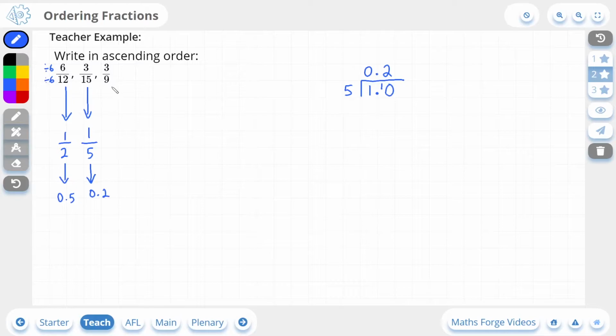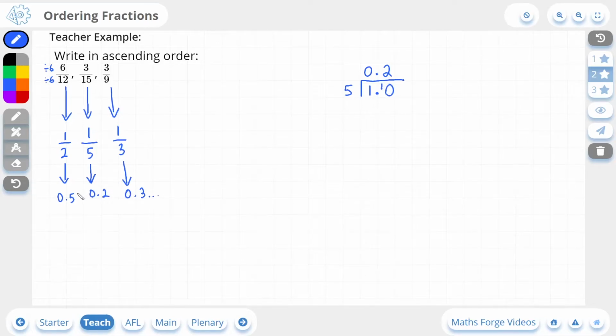Now we'll do the third fraction. So 3 over 9. Well, if I divide the top number by 3 and the bottom number by 3, it simplifies to give us 1 over 3, which you should know as a decimal is 0.3 recurring. So that's 0.333 and so on.